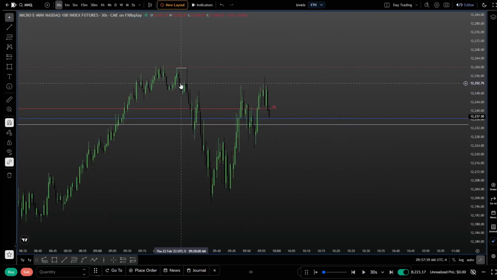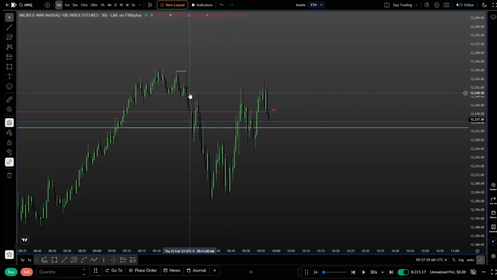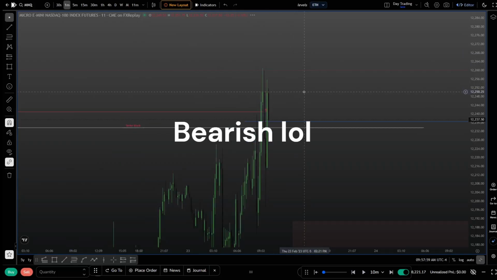Even though it's a very beautiful setup, I would probably de-risk anyways, just because we have all these highs up here. I would have liked it to just wick those out. I would probably like the second breaker that forms. So what do we do here? We've already touched our levels. We already know we're bullish. We've already got a good reaction.